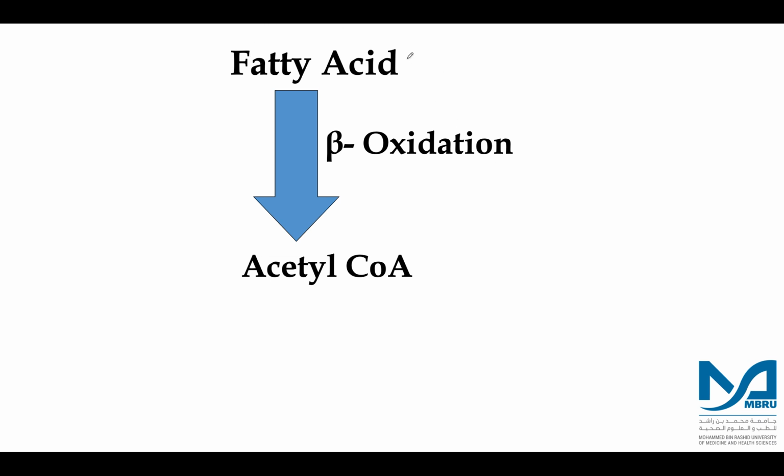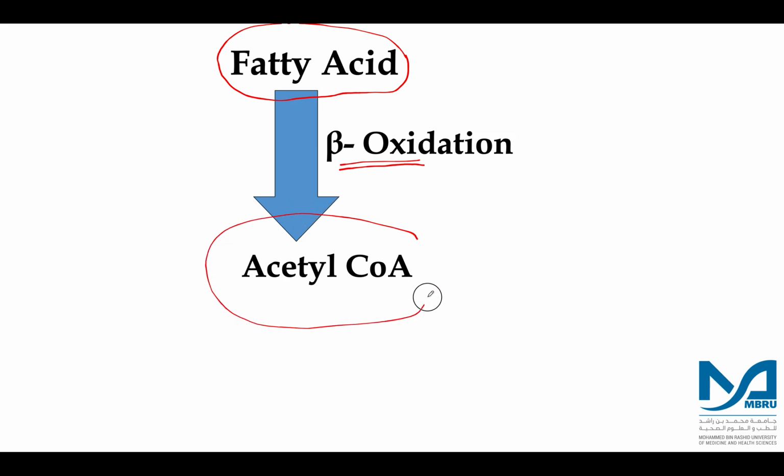So we have metabolized glycerol, but we are still remaining with the 3 fatty acids. So what is the fate of fatty acid? Fatty acids undergo a process called beta oxidation, and this beta oxidation leads to the production of acetyl coenzyme A. And I think you already know that fatty acids after beta oxidation lead to the production of acetyl coenzyme A.